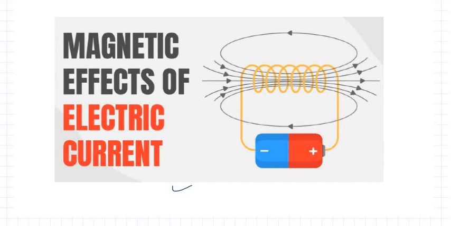Hello everyone. Today we are going to discuss magnetic effects of electric current. So yes, as you can see here in the image, when the wire is carrying a current, it will have the magnetic effect around it. For different types of conductors, how the effect is seen, that we are going to discuss in this video.